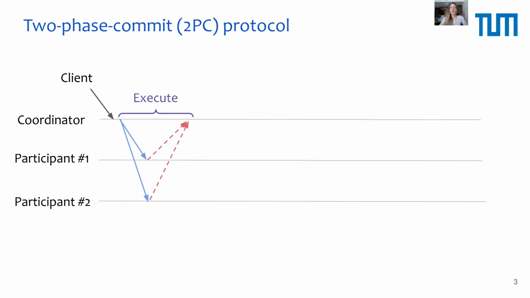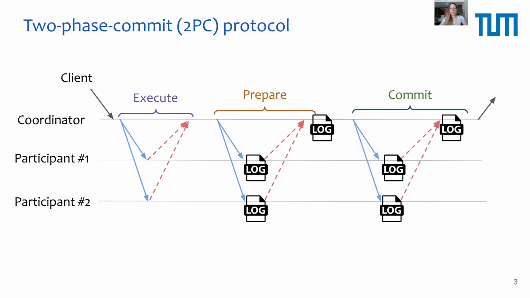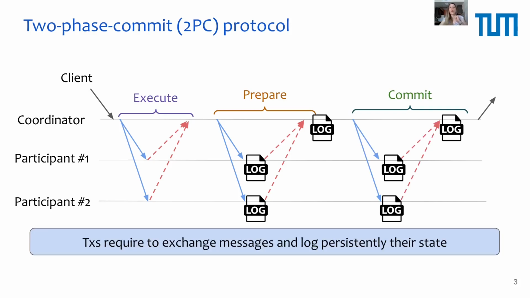The two-phase commit protocol is a standardized protocol for realizing distributed transactions. The client sends the transaction to a coordinator node, which is responsible for driving the protocol execution. The coordinator sends the respective requests to all involved nodes that are called participants. After the transaction execution, the coordinator executes the prepare phase to ensure the all or nothing property. For durability, both the coordinator and the participants log the transaction execution phases in the persistent storage. After the successful preparation of the transaction, the coordinator instructs all involved nodes to commit the transaction. Therefore, we see that distributed transactions require to heavily exchange messages over the network and log their state in the persistent storage.